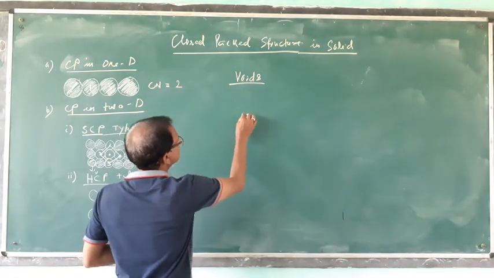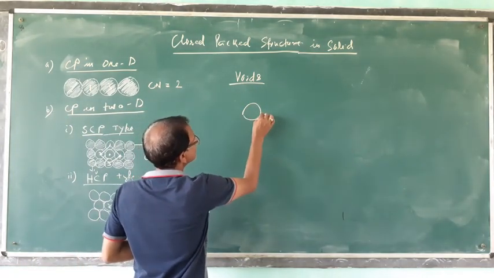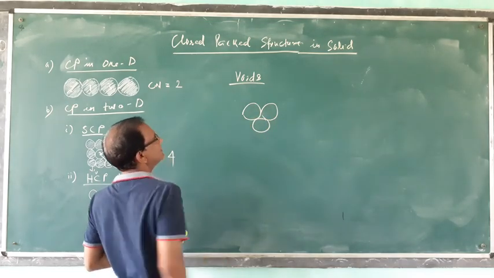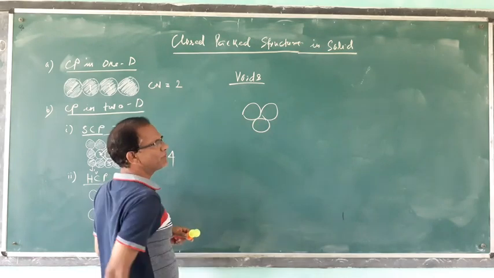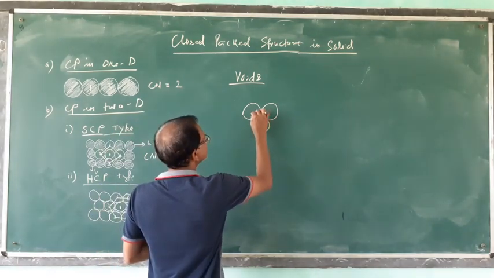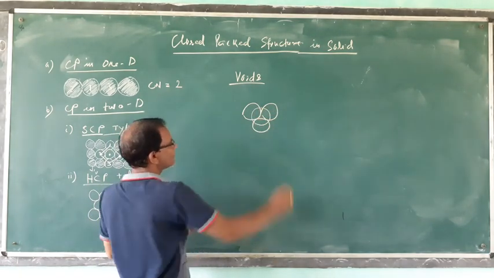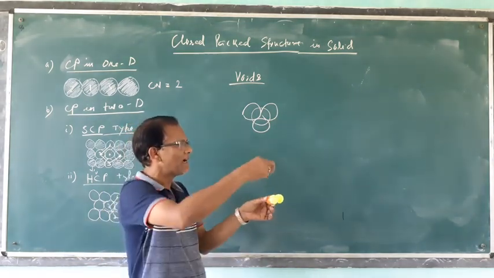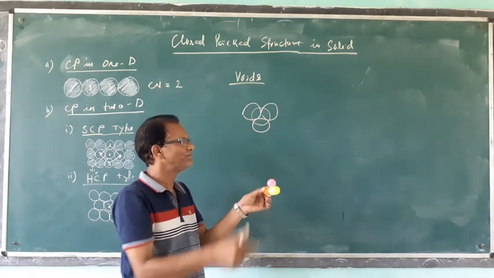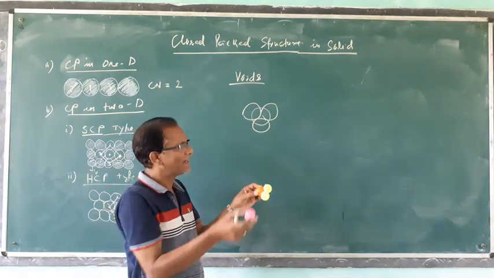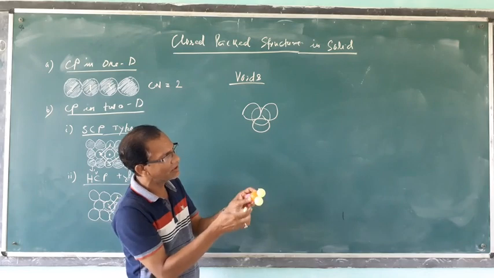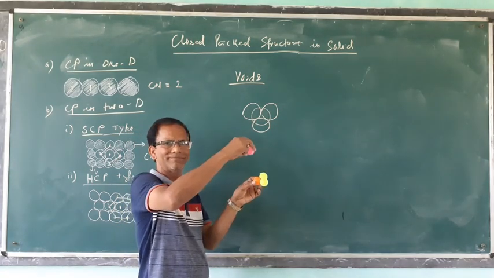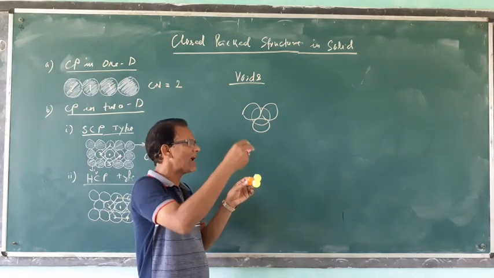One void can be formed in this way. You take three spheres, then place another sphere over the three spheres. This is the three spheres, and now I am placing another one on top. So the gap is produced in between these four spheres, the first three spheres and the second layer.